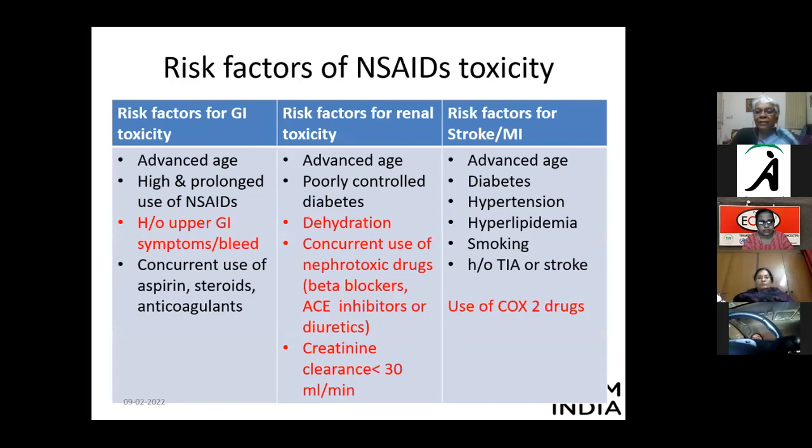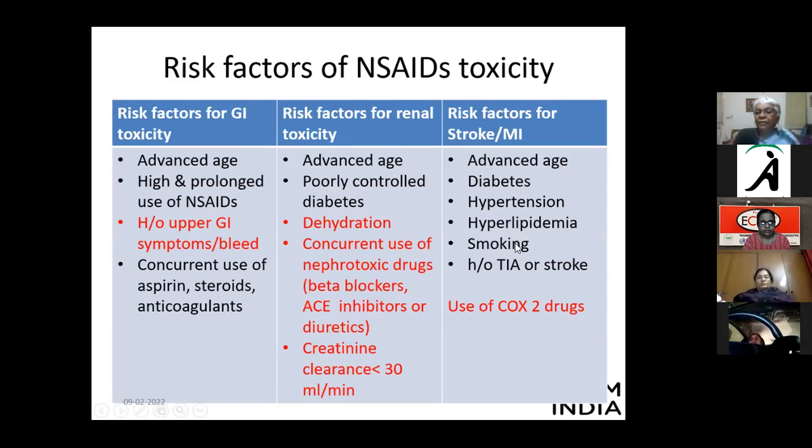So what are the risk factors for NSAIDs toxicity? For GI toxicity, in patients with a history of upper GI symptoms or bleeds, or when you want to give it for prolonged use, you avoid non-selective NSAIDs. Similarly, for renal toxicity, ensure the patient is adequately hydrated. Dehydration can worsen the situation. And also, when the creatinine clearance is low or in advanced stage, avoid the use of non-selective NSAIDs.